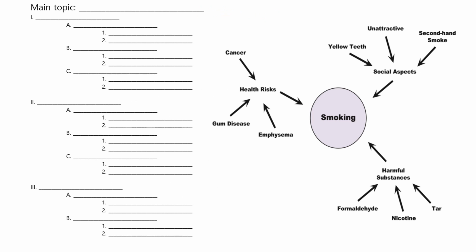Your book had smoking as an example for a mind map. So let's go ahead and look at this and we can work with it a little bit to make a basic outline. So the main topic was smoking, and there were three main supporting ideas: health risks, social aspects, harmful substances. After we make a mind map, now we know we have to decide what is the logical order.